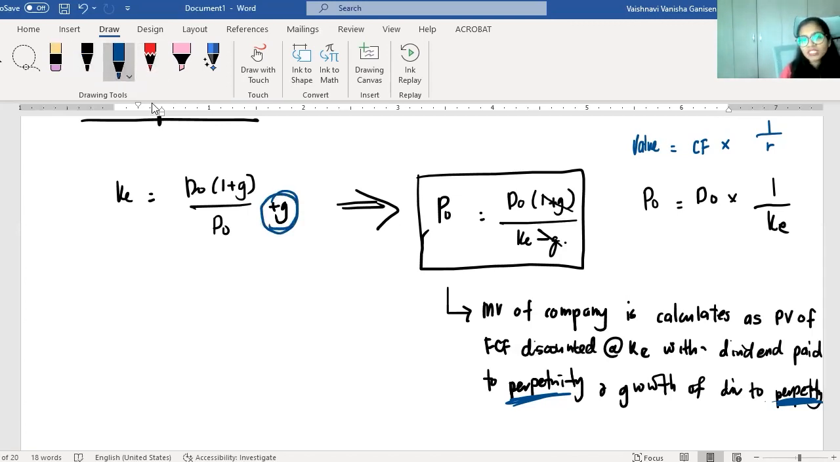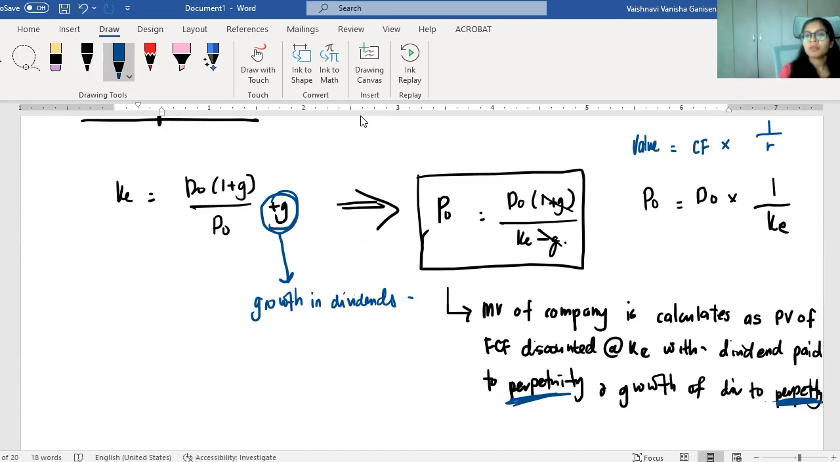What is G? You already know from what I've explained that G is the growth in dividends. So when I say growth in dividends, what does it represent? This shows the average growth of your dividends, so that you can use it to calculate your P0. But guys, you must remember this growth can be estimated in two ways.